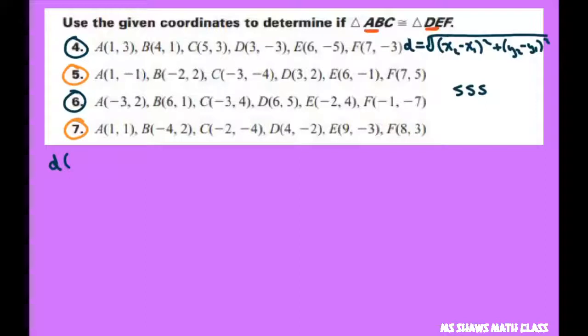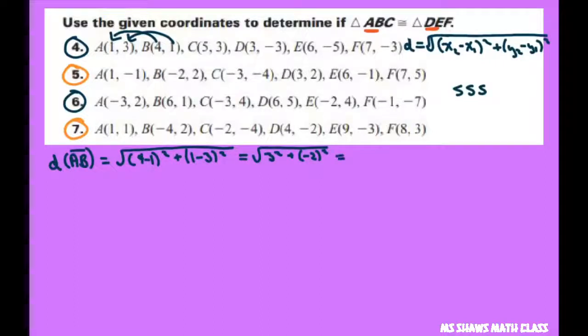So the distance of AB, line segment, equals the square root thing. We subtract our x's, so that's 4 minus 1 squared plus 1 minus 3 squared. That gives us the square root of 3 squared plus negative 2 squared. So that's 9 plus 4, which equals the square root of 13. That should equal the distance of D to E.